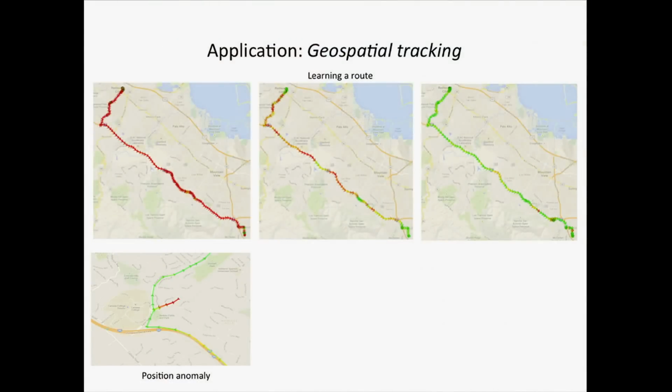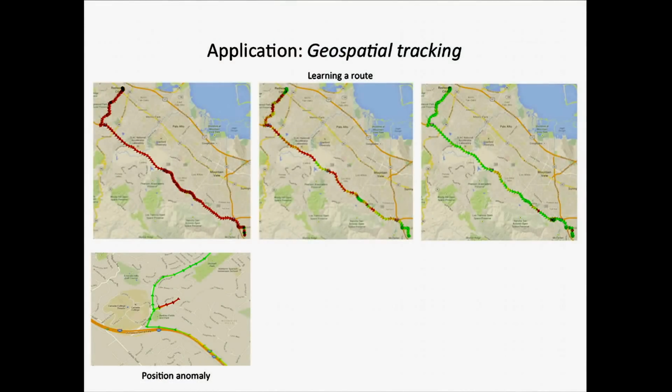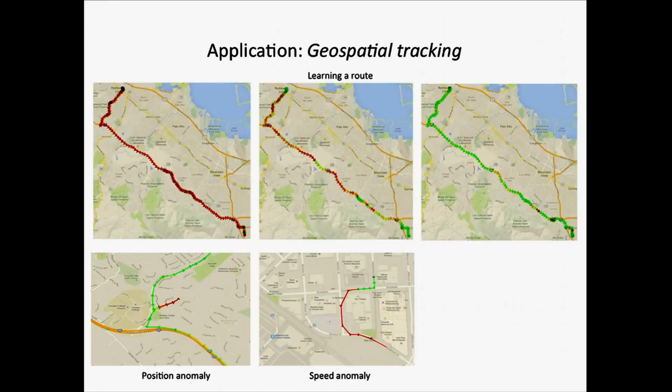It detected a position anomaly when the person drove off the road and back onto the road. That was unusual. Then speed anomalies: normally they're walking around, normally they walk a route, and one day they get into a car and drive to their destination. That was unusual because remember, we're feeding in the speed as part of the metric that we're encoding. And so when the speed changes, that's anomalous.